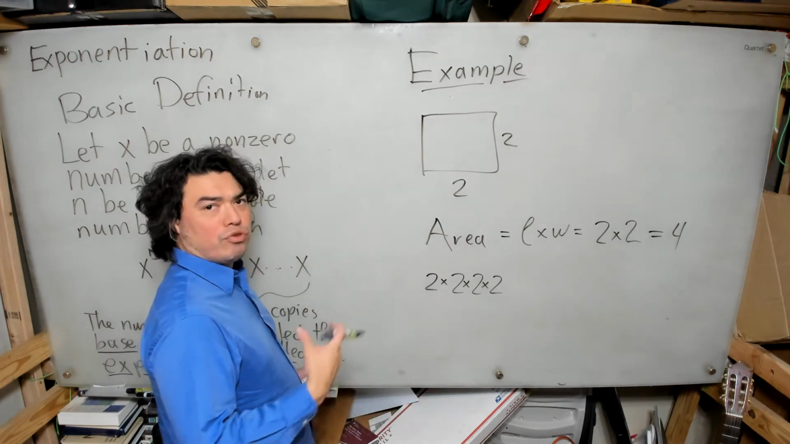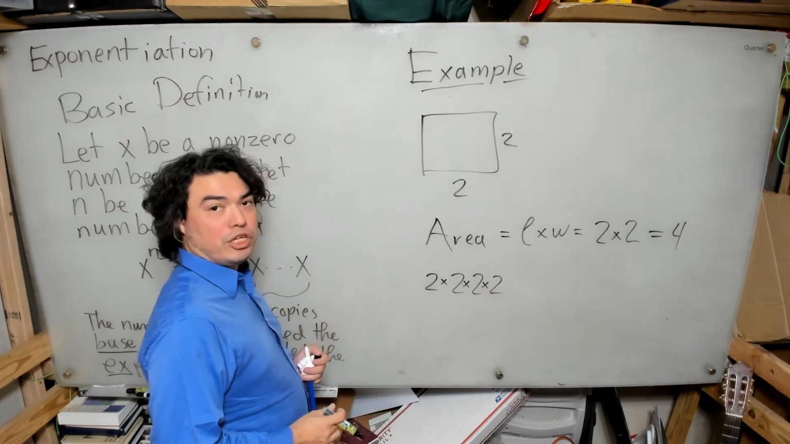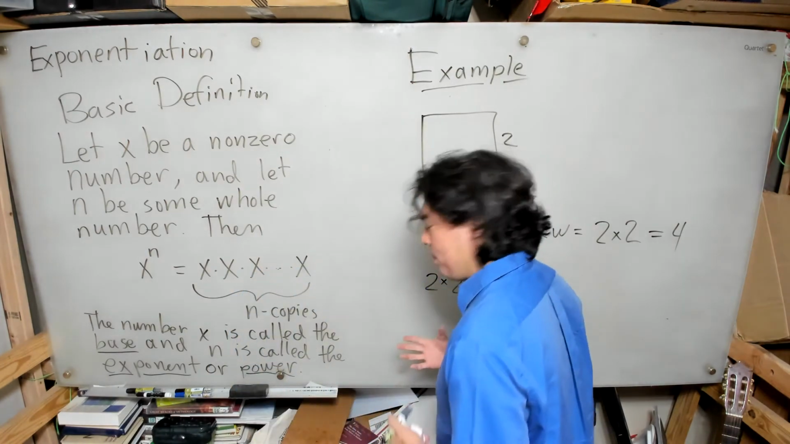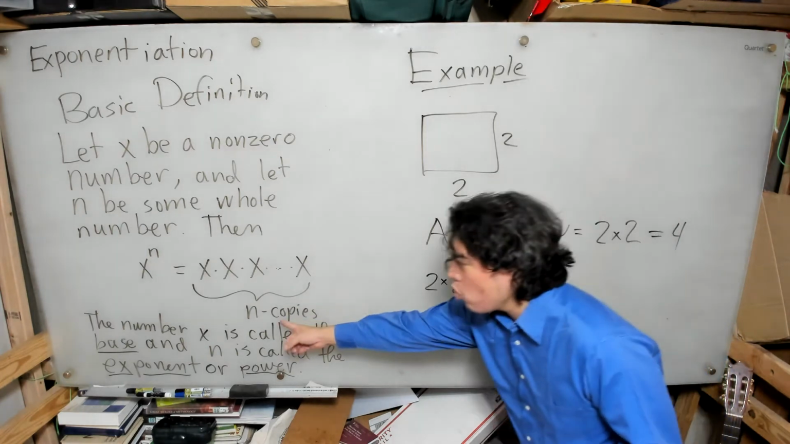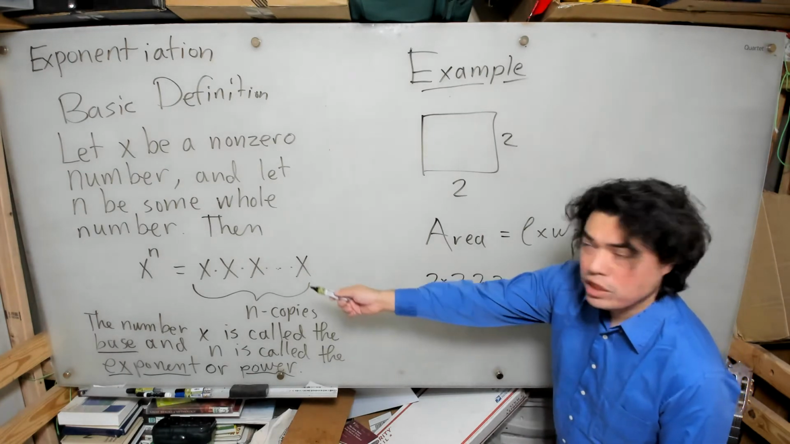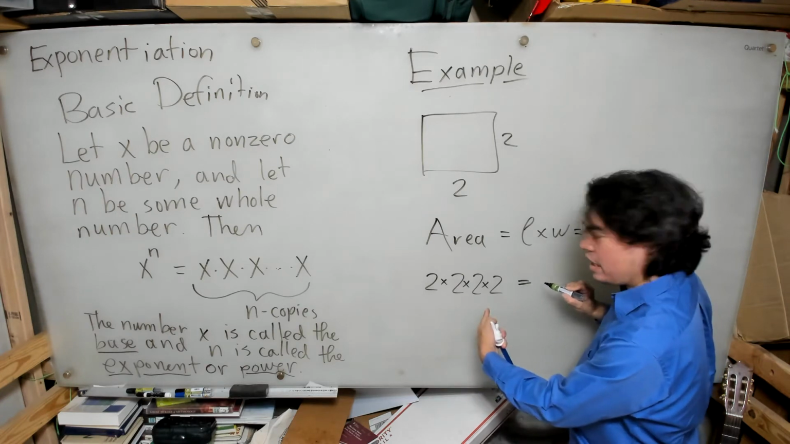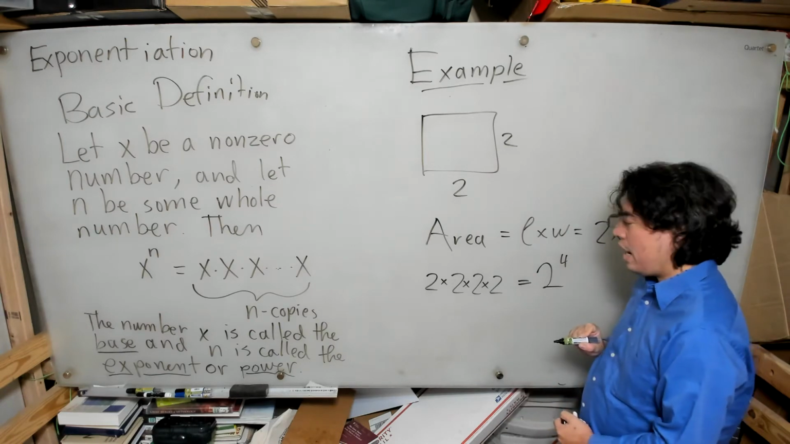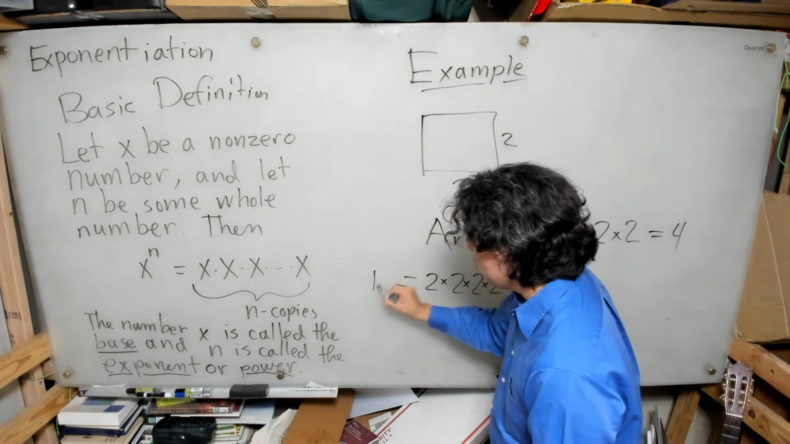But in algebra, when we introduce variables, we're going to have a notation to take care of this, and that's where exponentiation comes from. And so, for example, if you look at this expression, 2 times 2 times 2 times 2, there are 4 copies of 2. So therefore, since the n refers to the number of copies, and since what's being multiplied refers to the base x, we can write this as 2 to the 4th power. And also, if you do the calculation, you will see that this is equal to 16.